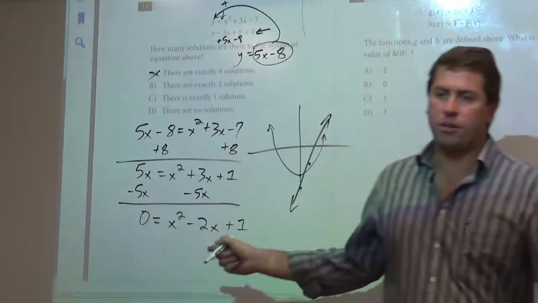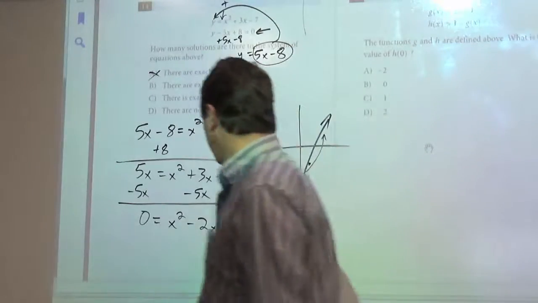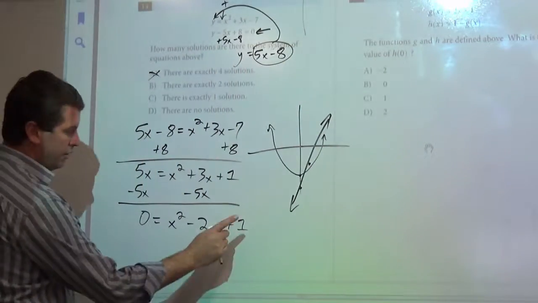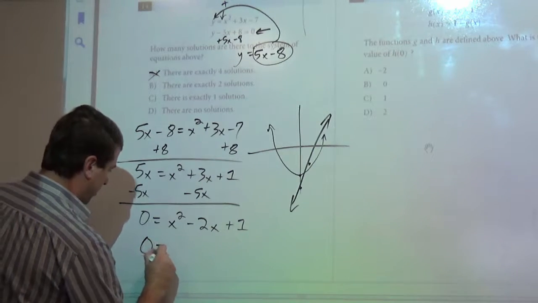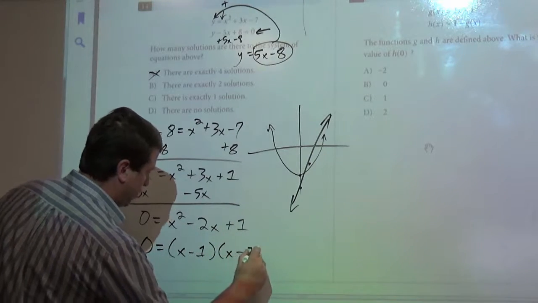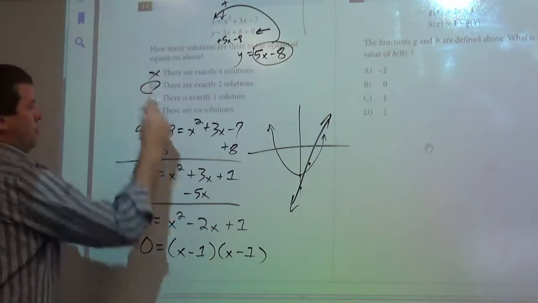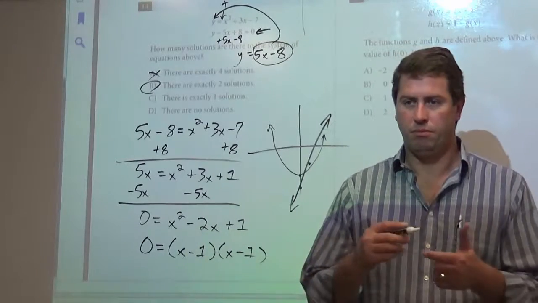All right, now I've got a quadratic. I need to factor this. In order to factor this, I need factors of c that add up to b. So this is going to be x minus 1, x minus 1, and it has 2 solutions. But they're actually the same solution.